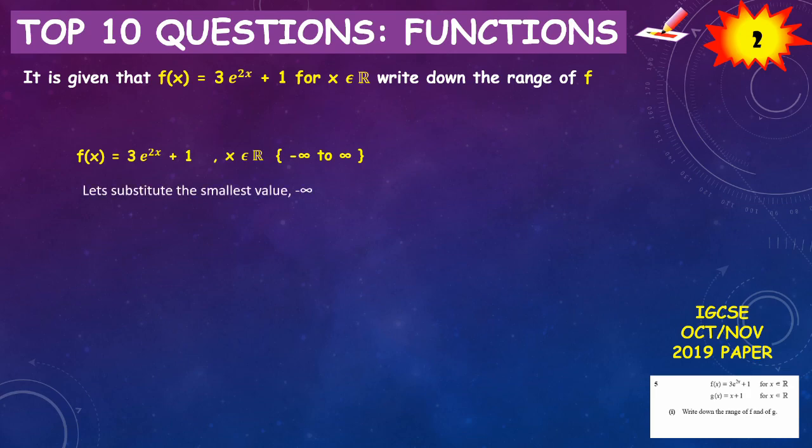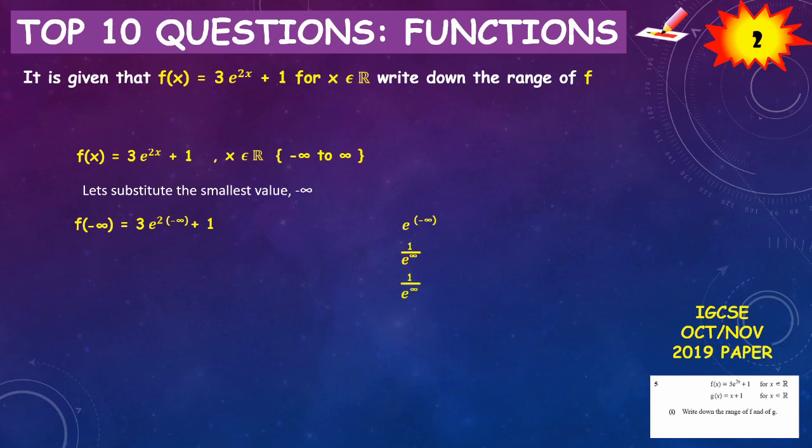We first substitute negative infinity into x. We know that anything multiplied by negative infinity is negative infinity by itself. So we will get e to the power of negative infinity. Any number with a negative power is 1 over that number with a positive power.